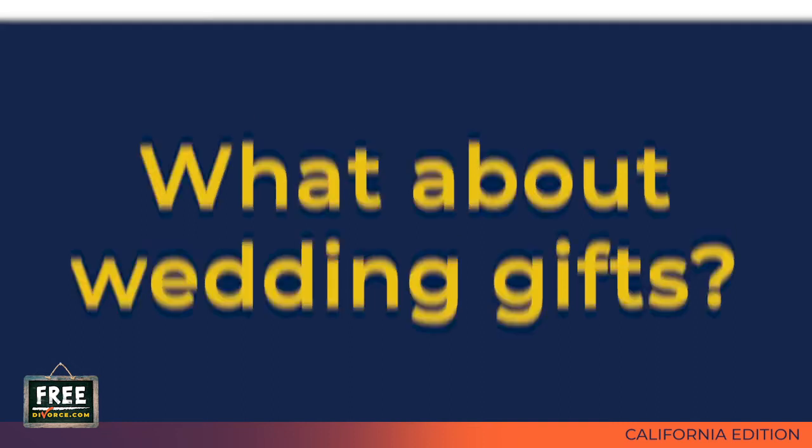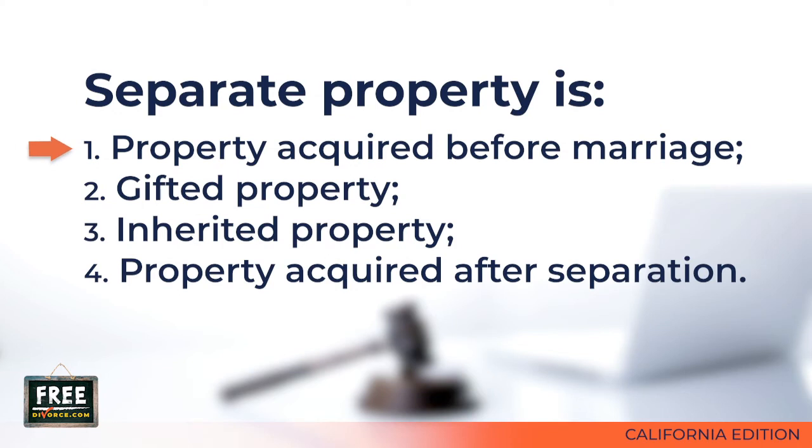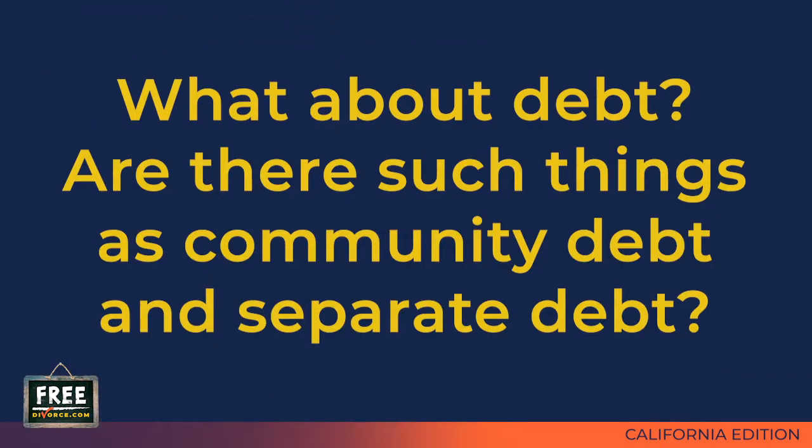So, to summarize, separate property is property acquired before the marriage, property acquired by gift, property that is inherited, and property acquired after the date of separation. If it does not fall into one of those four categories, then it is likely community property. That's correct. What about debt?